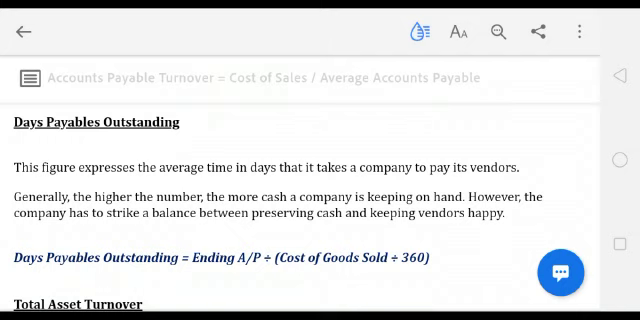Now what is days payables outstanding? This figure expresses the average time in days that it takes a company to pay its vendors. Generally, the higher the number, the more cash a company is keeping on hand. However, the company has to strike a balance between preserving cash and keeping vendors happy. The formula for calculating days payables outstanding is ending accounts payable divided by cost of goods sold, which is further divided by 360.